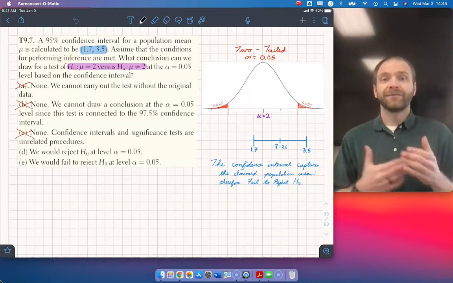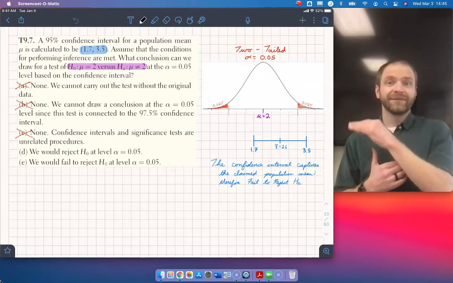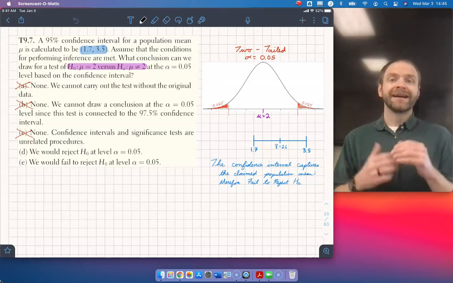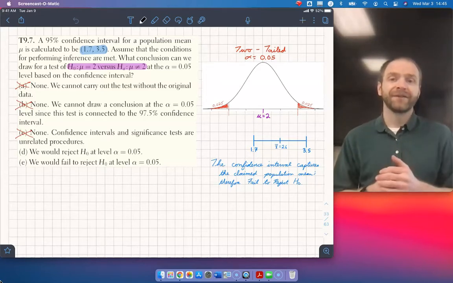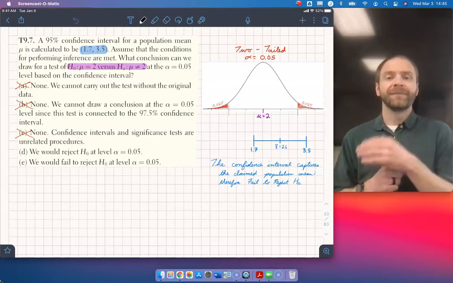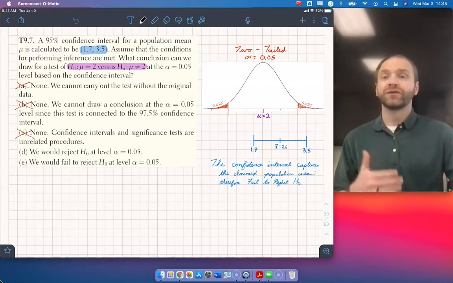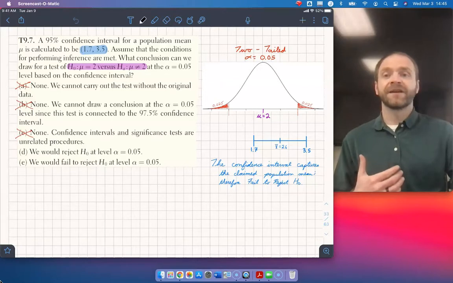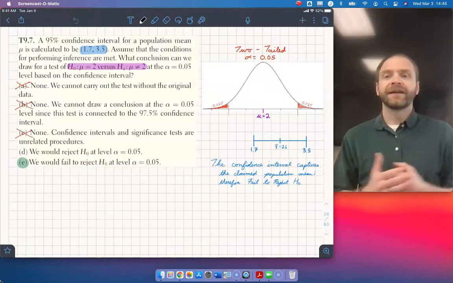And if I label my distribution and I label my confidence interval, I can see that I capture the population mean. The confidence interval captures the claimed population mean. So therefore, we fail to reject the null hypothesis. So my answer here is E.